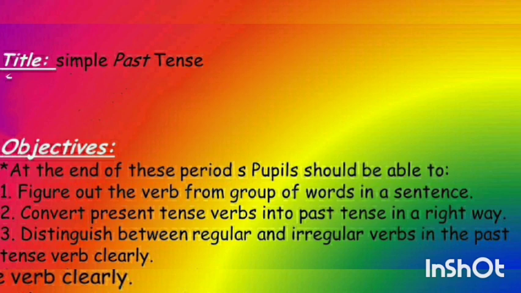So objectives. What can be the objectives of making the final part, part 5? At the end of the earlier 4 videos, the pupils, meaning students, should be able to figure out the verb from a group of words in a sentence. Students can convert present tense verbs into past tense in the right way. Students can distinguish between regular and irregular verbs in the past tense clearly. Okay, so let's get started, students.